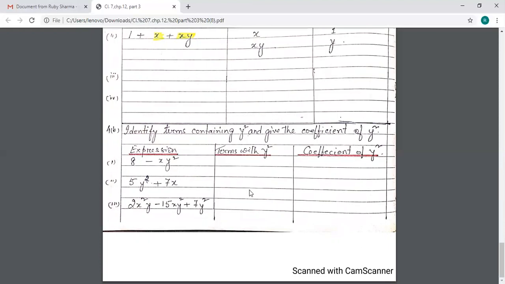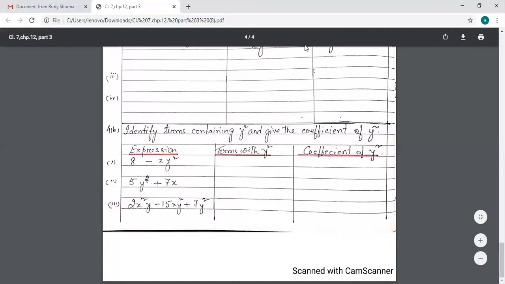So if you follow the stepwise, if you write down the term stepwise and then you write, it's easy to find out the coefficient of y square. So I hope that's clear to you, the coefficients. So do all this in your classwork copy neatly.